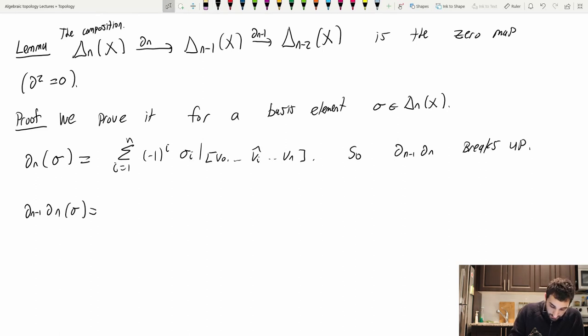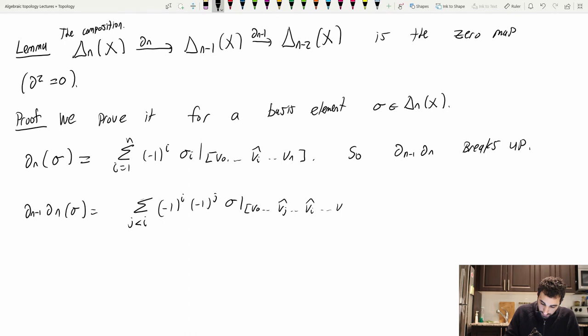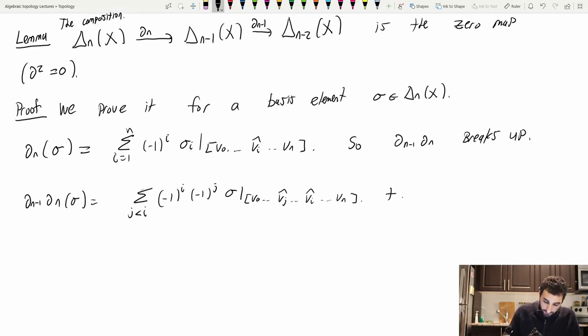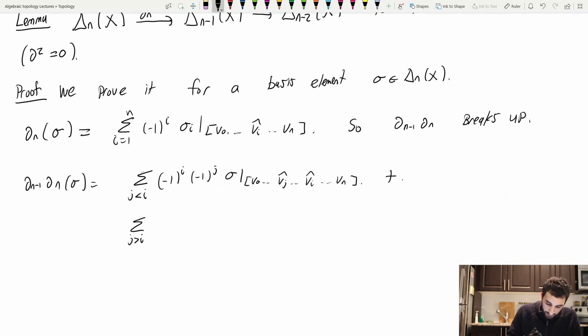First of all, if j is less than I, that is, I cut out VI. Now I'm going to cut out some VJ, and if it's to the left, then I get this expression here: negative 1 to the I, times negative 1 to the j, sigma restricted to V0, cut out VJ, and then cut out VI, up to VN. Plus, now there's this other case where J is greater than I. So from before, I have minus 1 to the I, and then I'm going to have minus 1 to something. I'll explain this in a second, but now what we're going to have is V0, I cut out VI, and then I go on further and I cut out VJ.